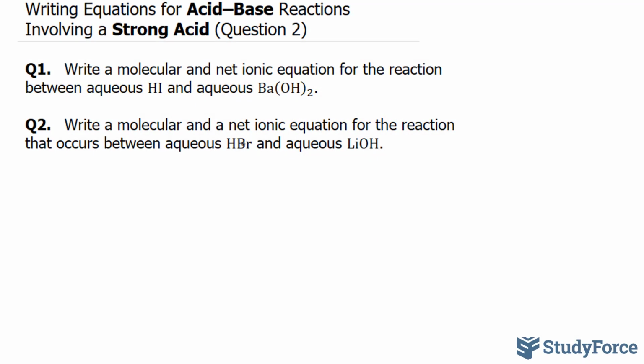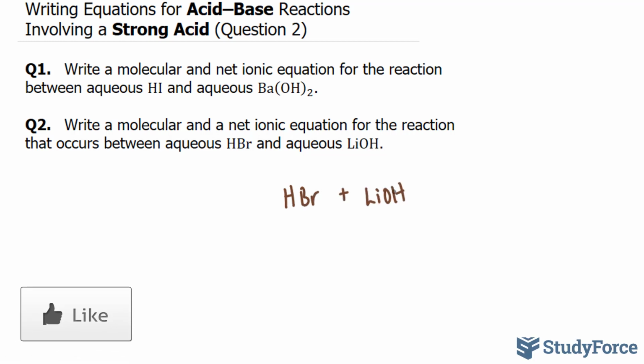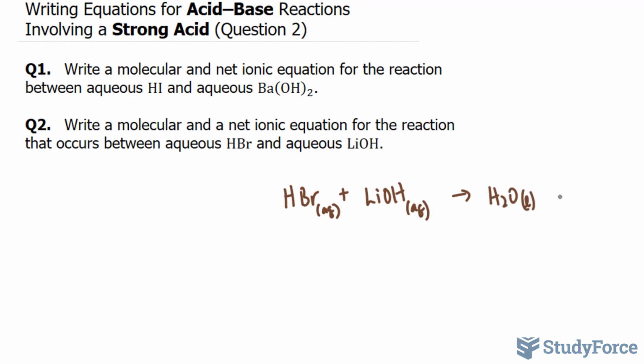Let's start with the molecular equation. The molecular equation will be this plus this, forming a salt and water. So we have HBr plus LiOH, and both of these are in their aqueous state. And this yields a salt and water. Let's write down the water molecule, in its liquid state, plus our salt. Since water is being formed, that means this H and this OH are coming together to form water. Our salt, therefore, will be bromine with lithium, and that forms lithium bromide.